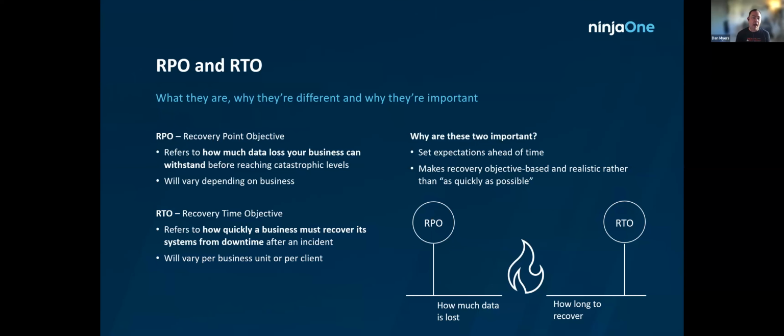RTO, Recovery Time Objective, refers to how quickly a business must recover its systems from downtime after the incident has occurred. So if you are okay going back 1 day for your RPO, but it takes you a week, well, that may not be acceptable either, right? You may have a recovery point objective of 1 day, but you need to be back up and running also within 1 day. Maybe it's hours and hours. Maybe it's, hey, okay, as long as we're back up and running next week, I'll be okay.